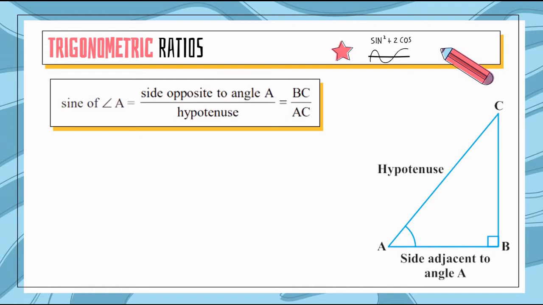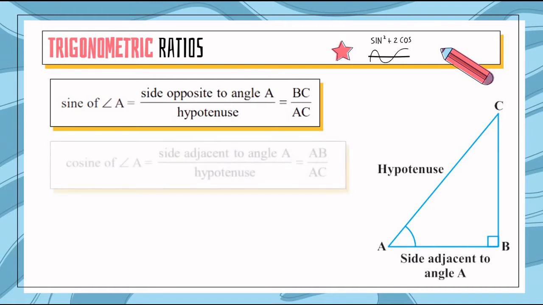The first one is sine. The sine of angle A would be the side opposite to angle A by hypotenuse. In this figure, the side opposite to angle A is BC and the hypotenuse is AC. So the sine of angle A would be BC by AC. Remember, if we take theta as some particular angle, sine theta would be equal to side opposite by hypotenuse.